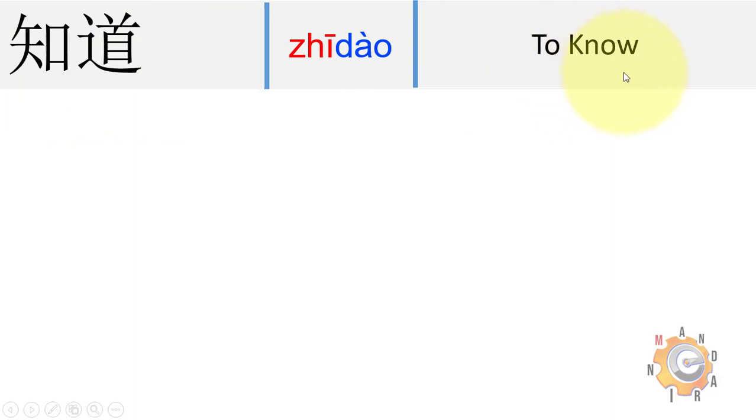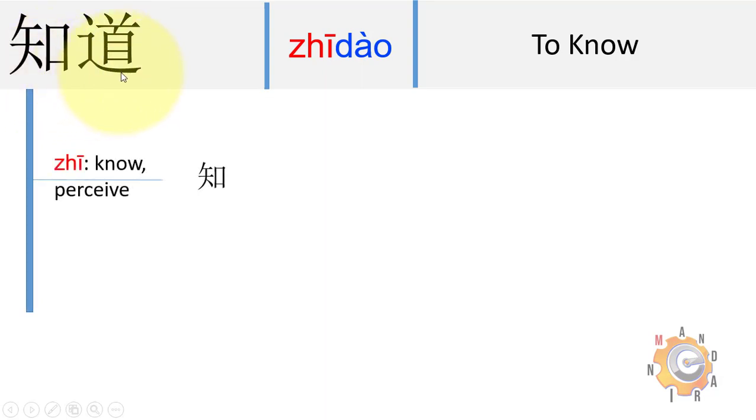知道, which means to know. This character is composed of this character on the left side and the character on the right side. The character on the left side is zhi, which means to know or perceive, and the character on the right side is dao, which means path, road, or street. So if you know the path or if you perceive the road or street, then actually you are supposed to know. This character can further be decomposed on the left side, on the right side.